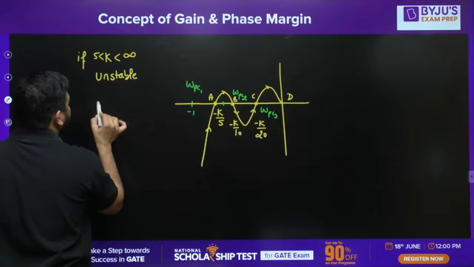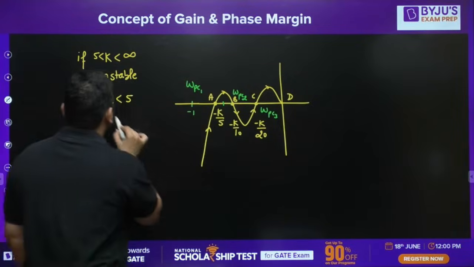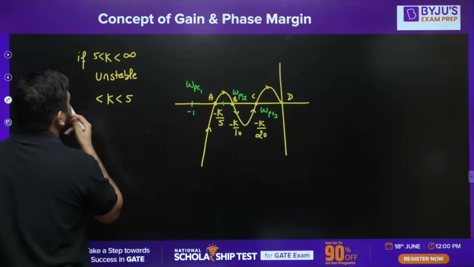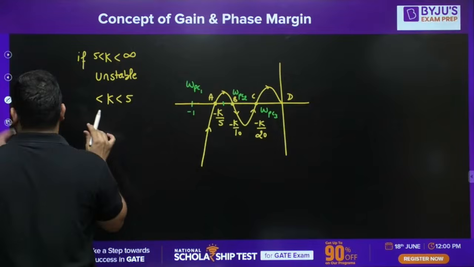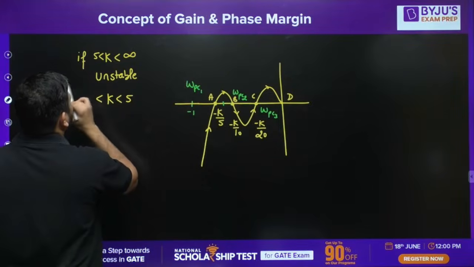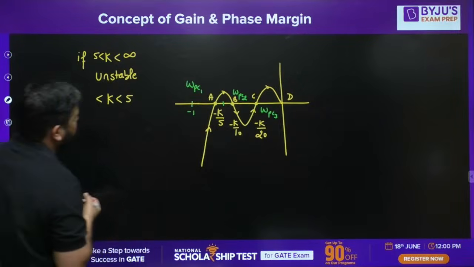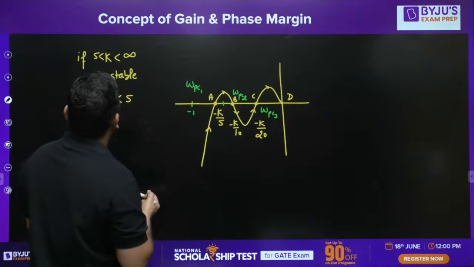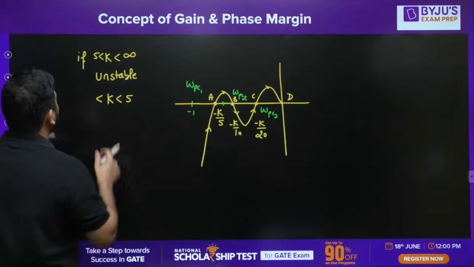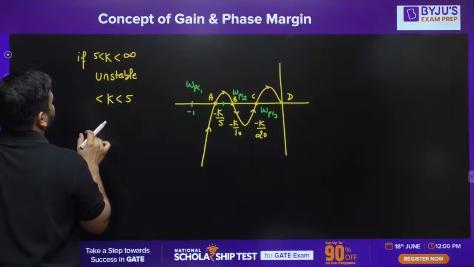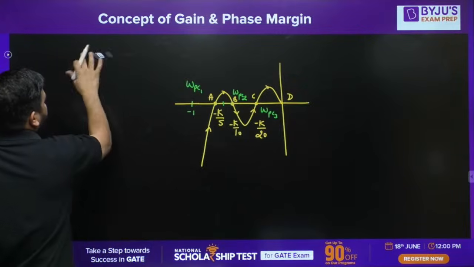System is unstable if k is less than 5, and if k is, wait a minute, k is less than 10, greater than 5, k is greater than 5, okay, then the system will become, wait a minute, okay, let's say that the k range is provided to us for the stable or unstable region.